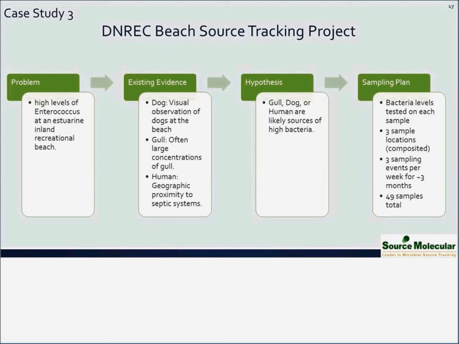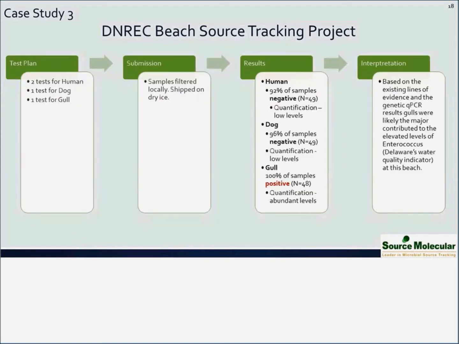So they took 3 water bottles along the beach, combined them, and then did that 3 times every week, totaling 49 samples over that 3-month period. And so they chose to do 2 unique tests for human fecal bacteria. They did 1 dog fecal indicator. They did 1 gull fecal indicator, so a total of 4 tests. The samples were filtered locally, frozen, and shipped on dry ice.